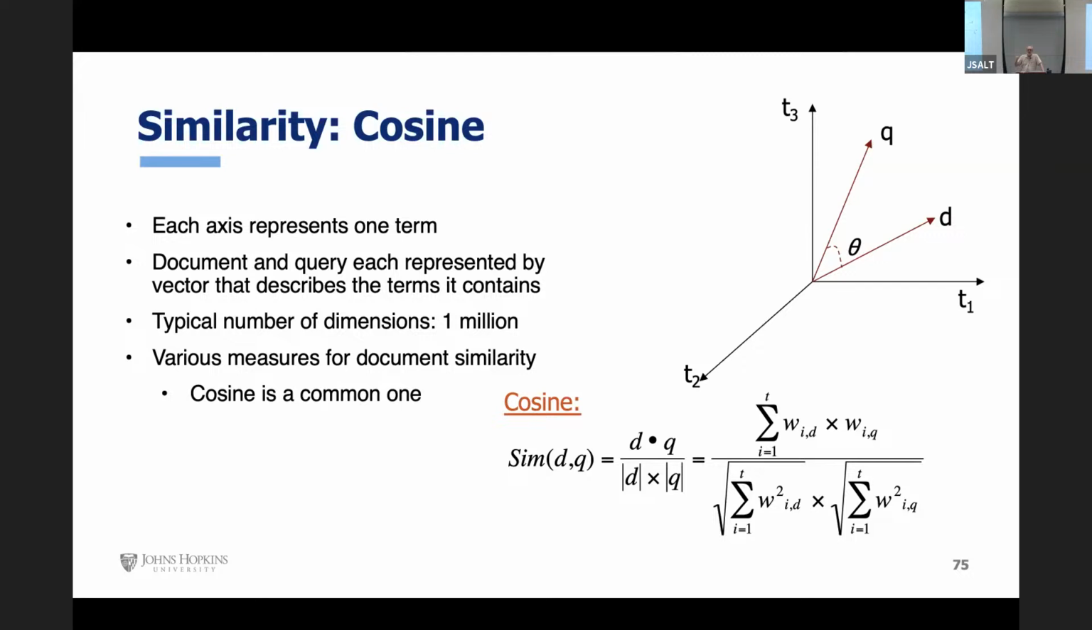TF-IDF, a very commonly seen term, cosine, very commonly seen term. And cosine is how you're telling whether two vectors are similar.